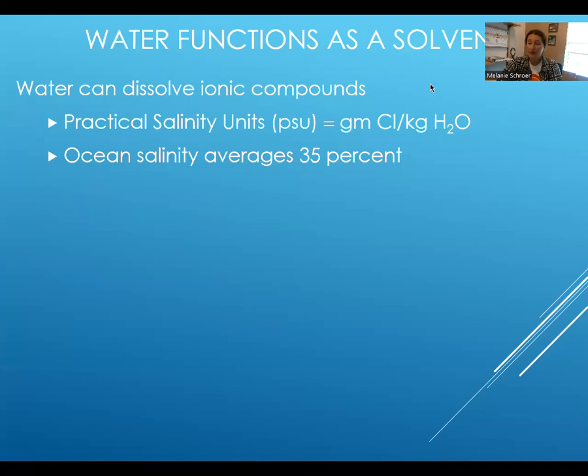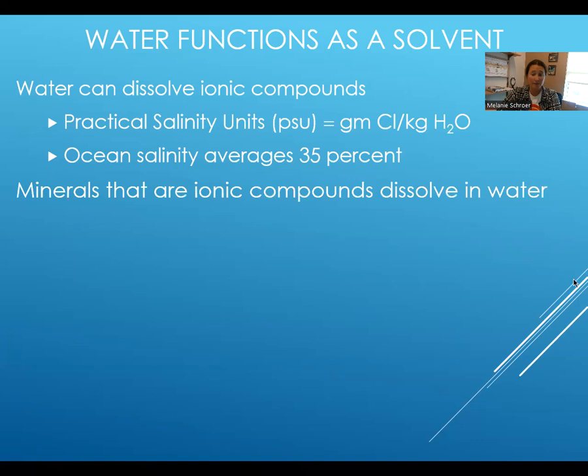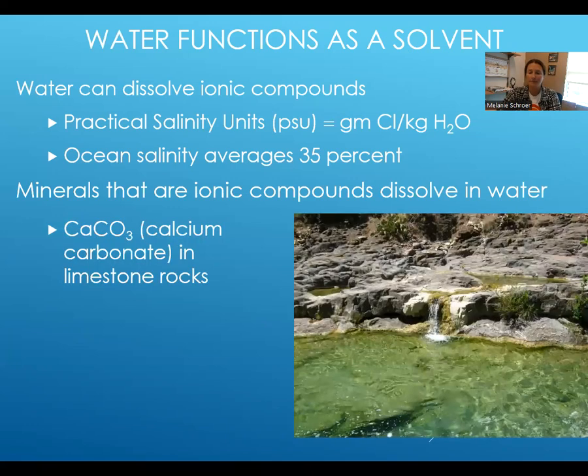Other physical characteristics. Water acts as a solvent, and so it is able to dissolve different types of ionic compounds, including lots of salts. Ocean salinity on average is about 35%. Other minerals are also dissolved in water, and so the concentration of these different compounds can determine who can live there and what the environment kind of looks like.